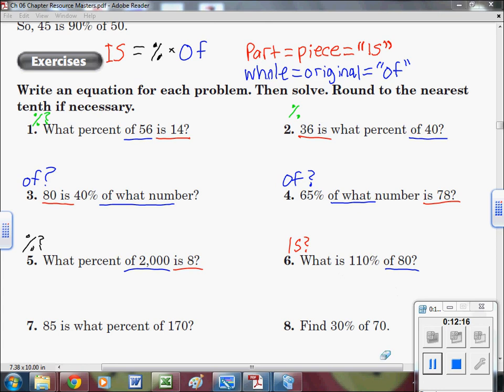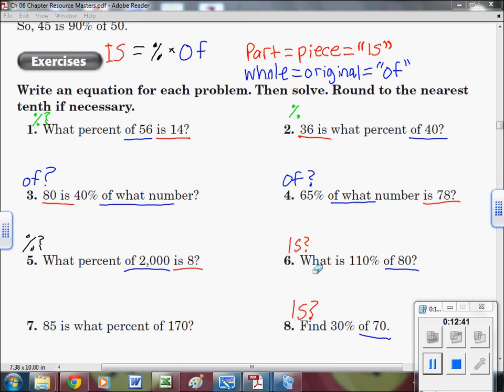In number 8, find 30% of 70. Okay, so that's going to be find 30%. So we know the of, 70, and we know the percentage. There was no mention of the is. Oh, so that means they're saying what is 30% of 70. They're saying the same thing as in number 6, they're just using different words. They're using different language. So use your reading skills, make sure you understand these. So they're looking for the is in number 8. That's what they're looking for.